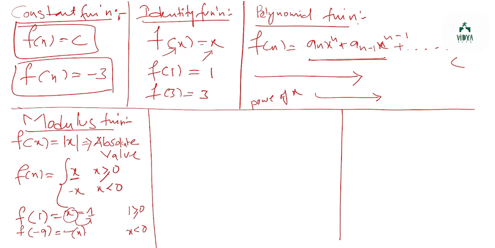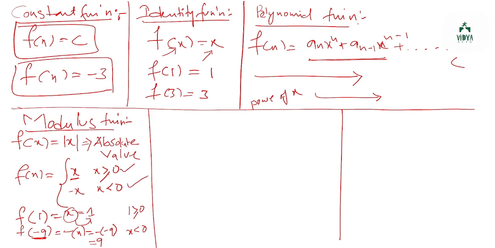Minus x. So put the value of x here, minus of minus 9. See, the value of x is minus 9. The absolute value is 9. Okay, this is the modulus function. Understood? It always gives the absolute value. Yeah, whatever you tell, this is positive.